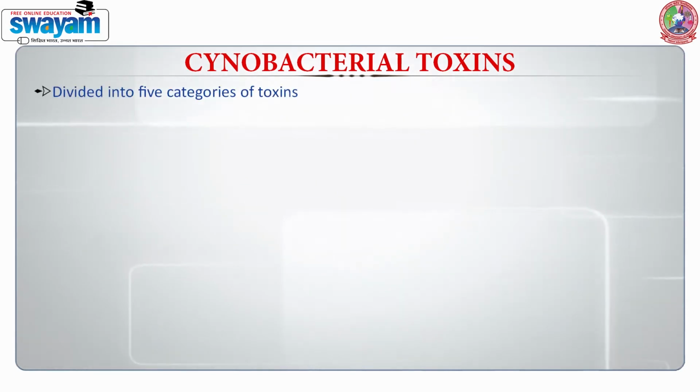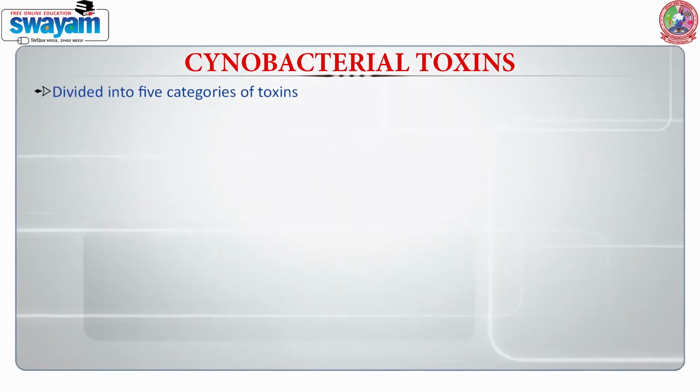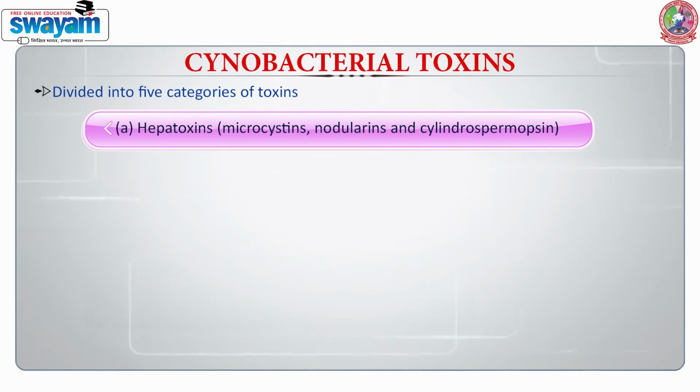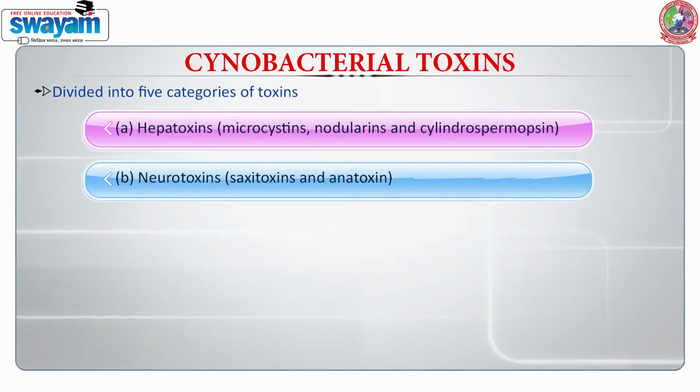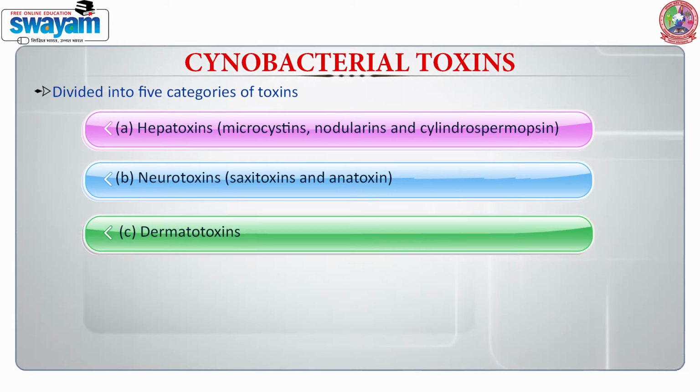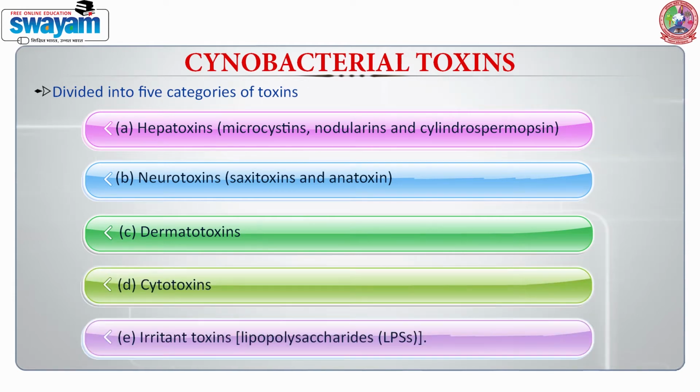There are 5 categories of toxins. First, hepatotoxins. In this group are microcystins, nodularins and cylindrospermopsins. The second group are neurotoxins, the third group are dermatotoxins, and the fourth group are cerebral toxins.